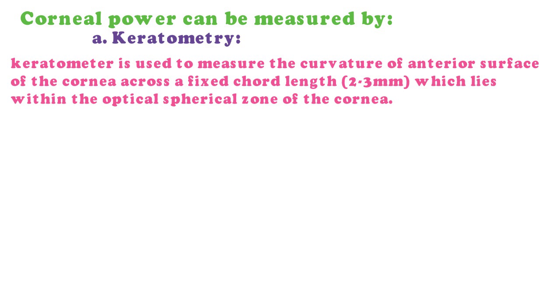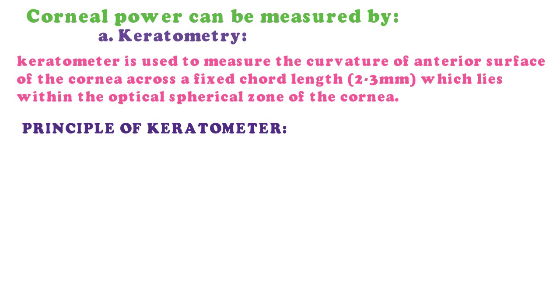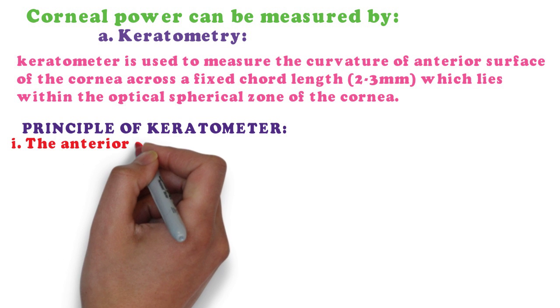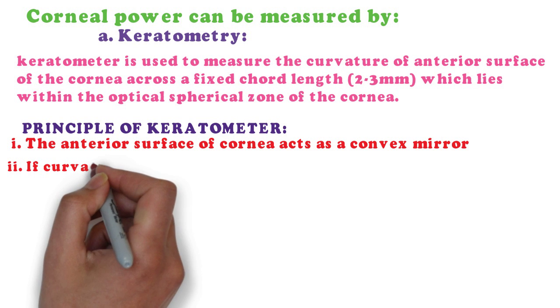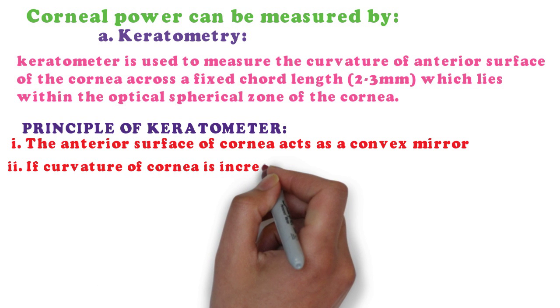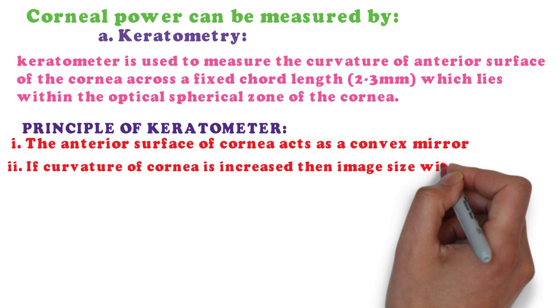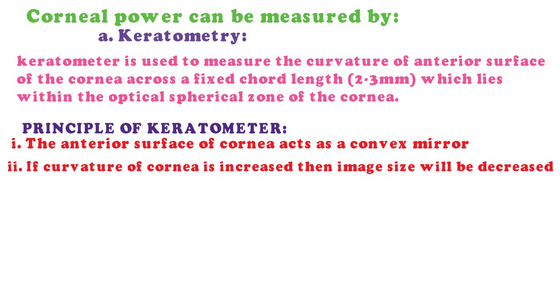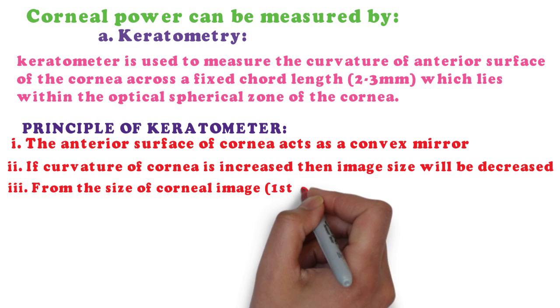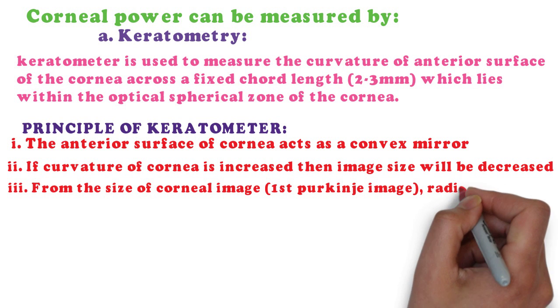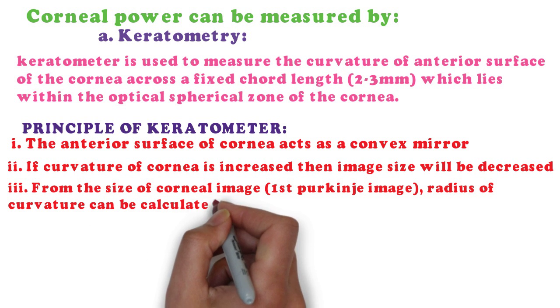Let's study about the principle of keratometer. The anterior surface of the cornea acts as a convex mirror. If curvature of the cornea is increased, then the image size will be decreased. From the size of the corneal image, that is first Purkinje image, radius of curvature can be calculated by using the formula, that is R equal to 2I divided by O.